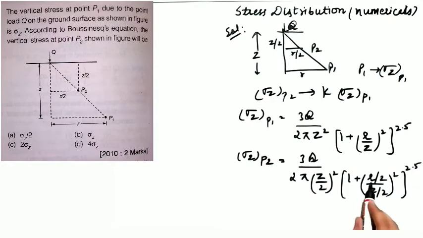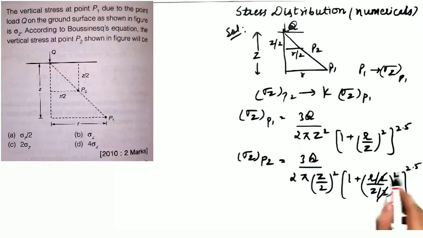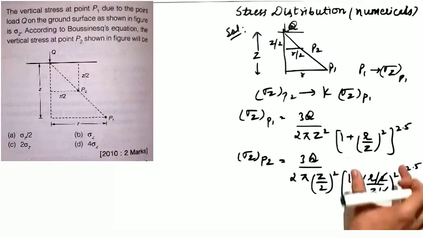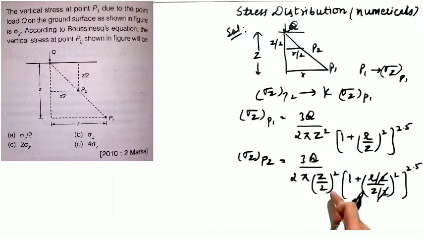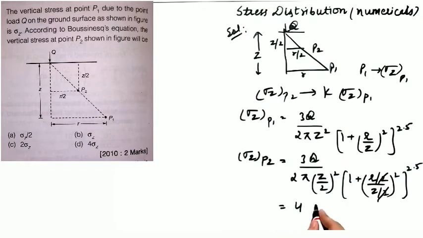Since it is R by 2 and Z by 2, the 2 and 2 will cancel out, and this term in both the cases will be the same. The only difference will be in this particular term, that is, in this case it is Z square, in this case it will be Z square by 4. So when you take this 4 above, it will get something like 3Q over 2 pi Z square 1 plus R by Z square to the power 2.5.